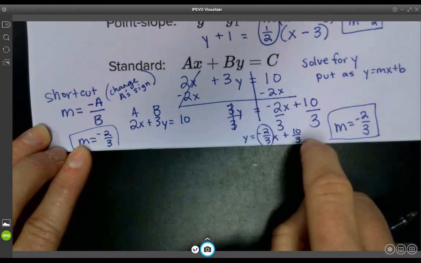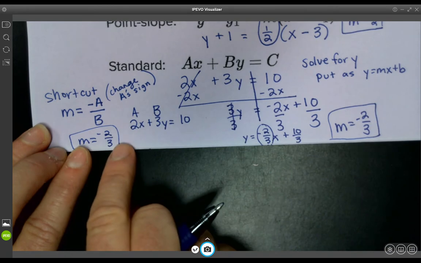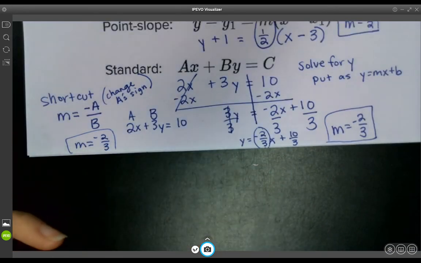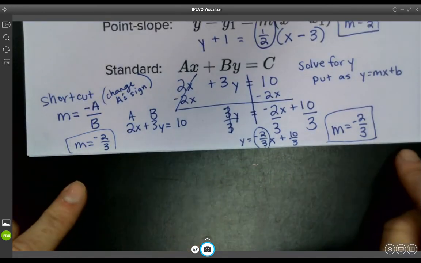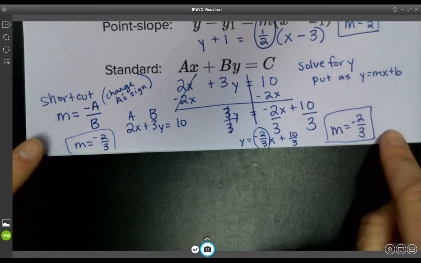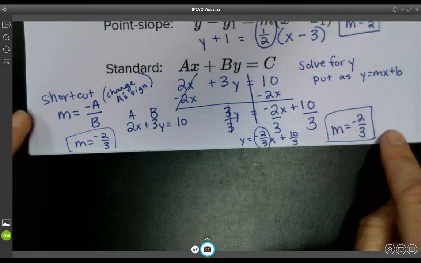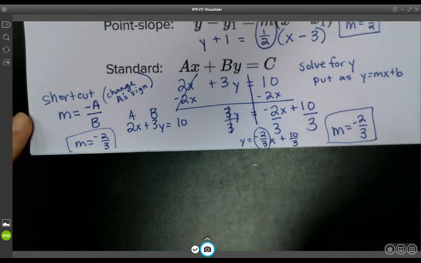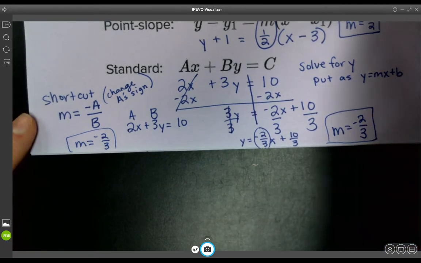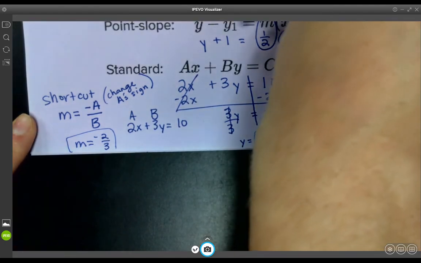This also works. So if you've forgotten what the shortcut is because it doesn't give it to you on your formula chart, then you can always solve for y. But if you can remember negative a over b, then that makes your life a whole lot easier. Either way is going to work for me.